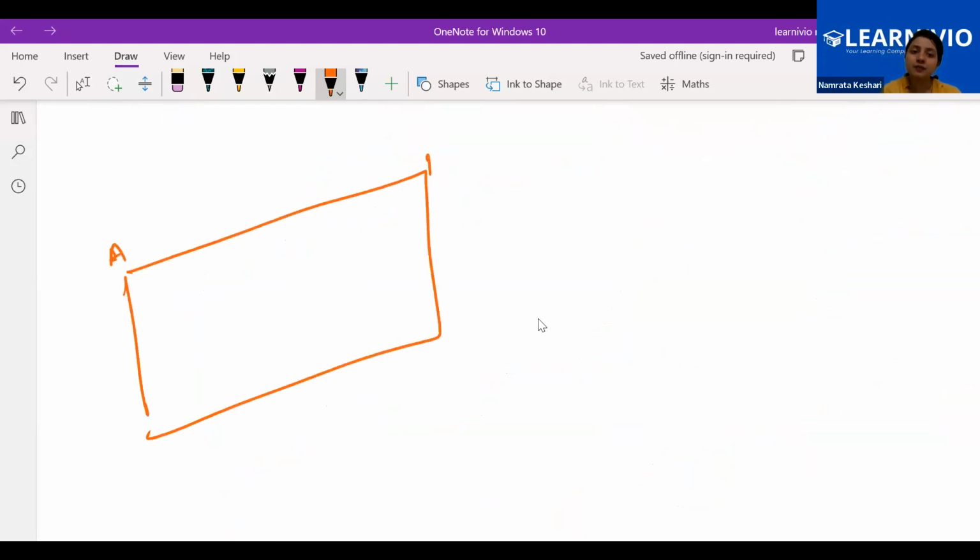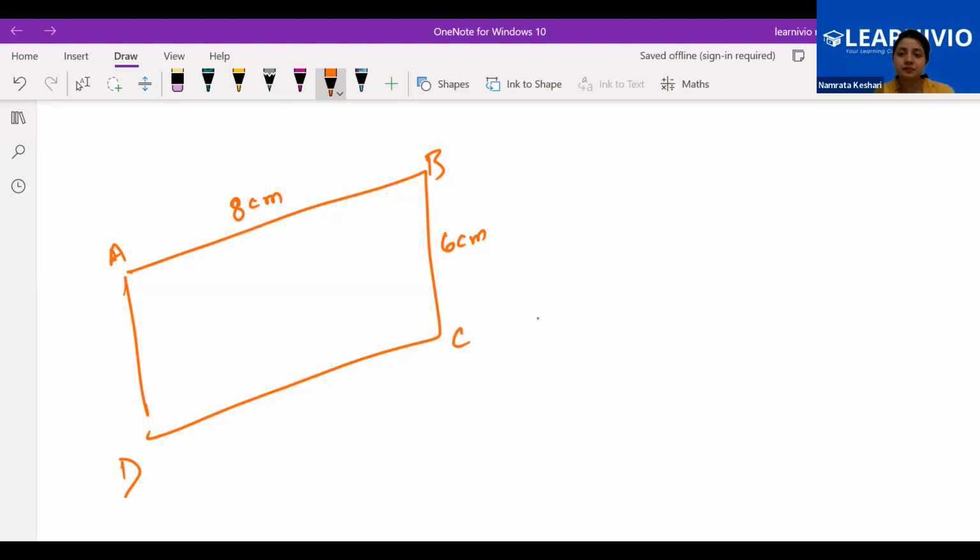A, B, C, D. I am saying AB is 8 centimeter. BC is 6 centimeter. I was just asking a simple question. What will be the length of CD if ABCD is a rectangle? Is there any confusion to anyone? Sumaya, Alvina, Noah, Arya, Afnan has already answered.